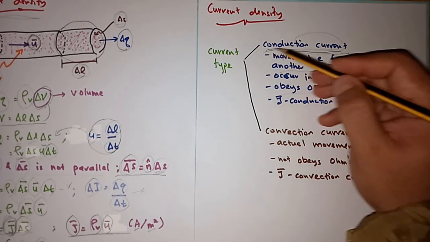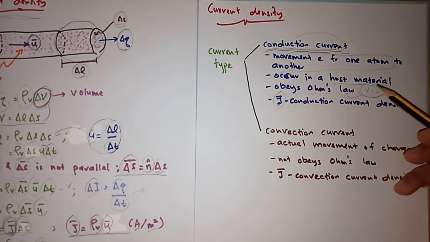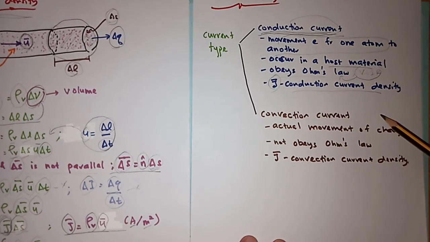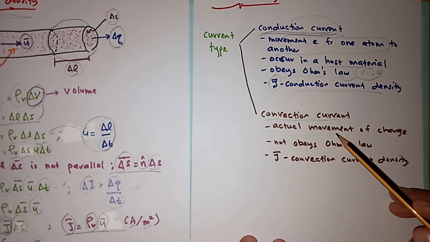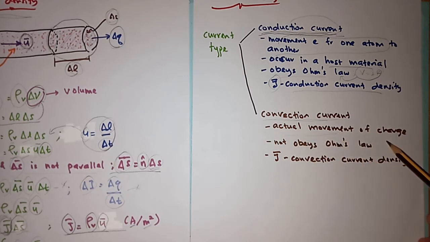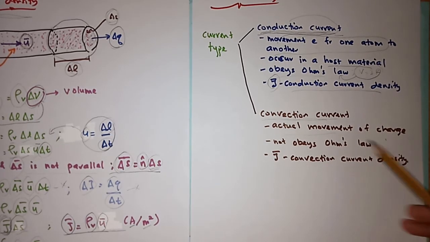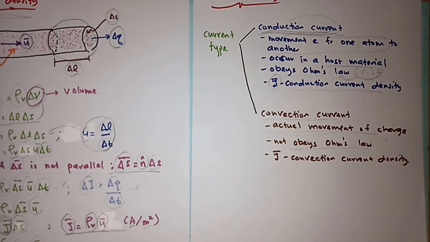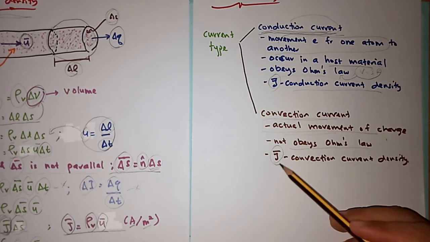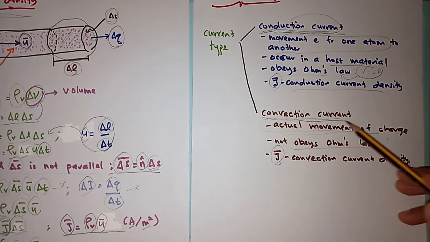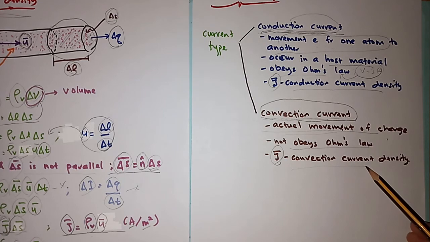In this type of current, the J or current density, we call it the conduction current density. We have another type of current, which we call a convection current. This current is due to the actual motion or movement of a charge, like what we have in a lightning occurrence, whether the charge moves from cloud to cloud or from the cloud to the Earth's surface. This current basically does not obey Ohm's law, and the current density in this type of current we call the convection current density.